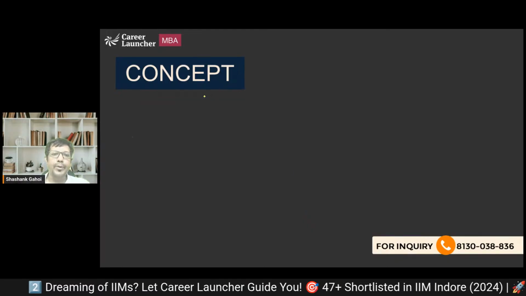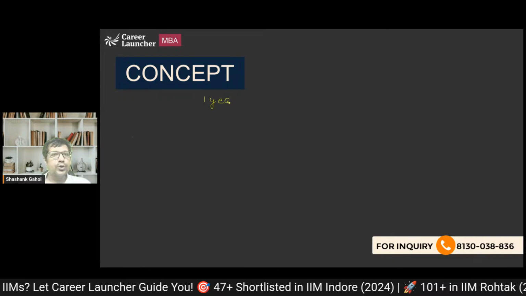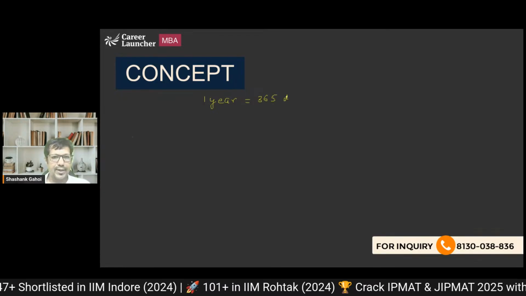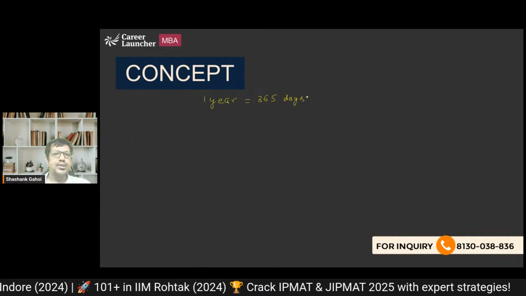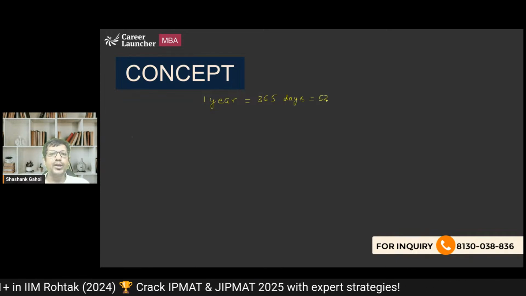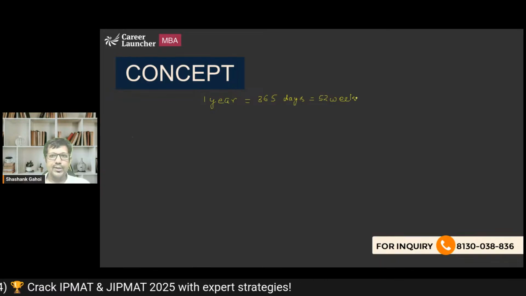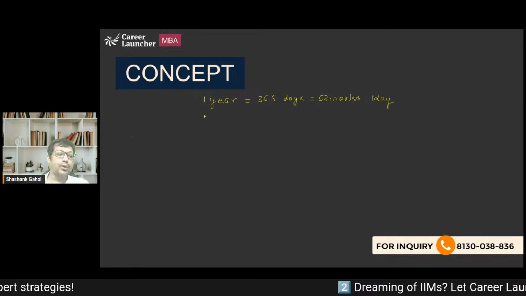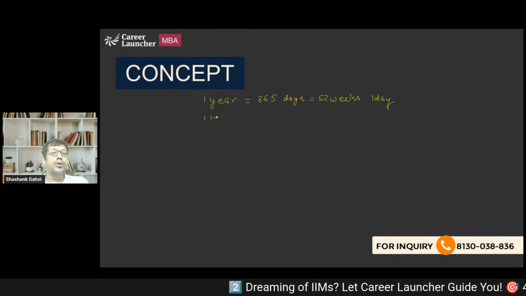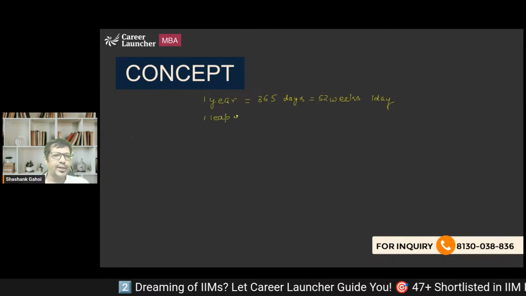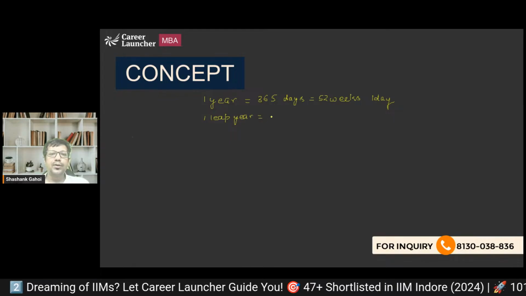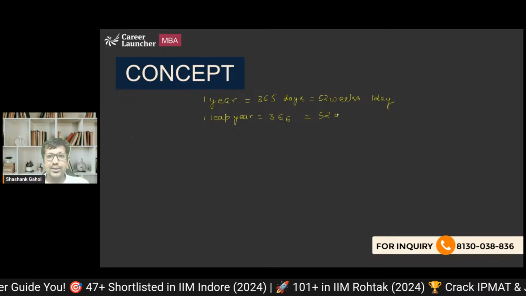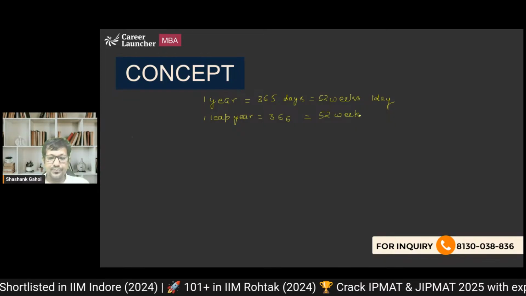If I'm talking about a particular year, we generally say that there are 365 days, right? So 365 days is actually equal to 52 weeks and 1 day. Everyone knows that. This is a normal year. If I'm talking about a leap year, how many days do we have? We have 366 days, or I would say 52 weeks and 2 days.